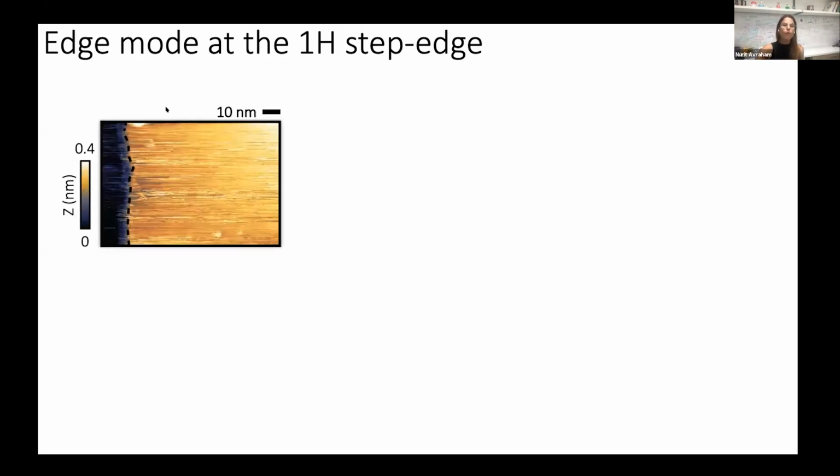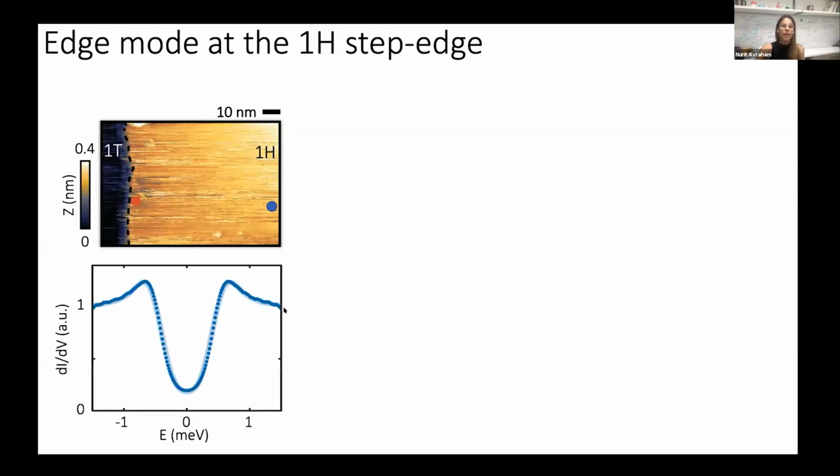So here you see a topography of the 1H layer. This is on top the 1H layer, and this is the 1T layer at the bottom. And let's inspect what happens just at the edge. So first of all, let's look at the superconductivity spectrum far away from the edge. So this is the one that I've shown you before, which we can fit by a BCS plus an offset. And let's see what happens when we come close to the edge.